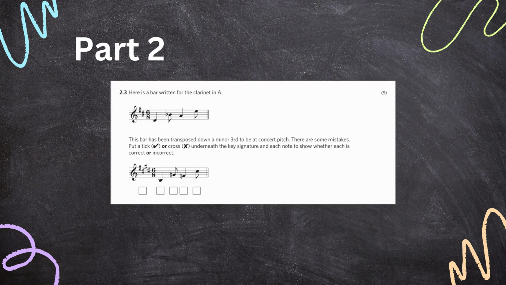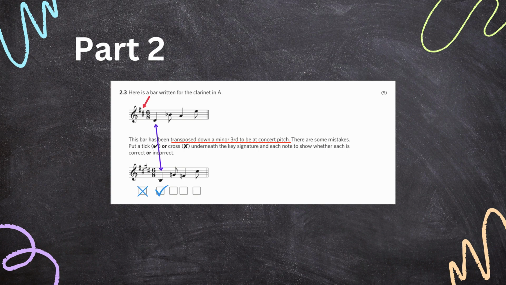Question 2.3 is related to transposition. The question suggests that the music passage has to be transposed down a minor third at concert pitch. The key signature here is D major. It should be in B minor if it transposes down a minor third. In B minor, there are 2 sharps. However, there are 4 sharps in the answer, so the first one is wrong.